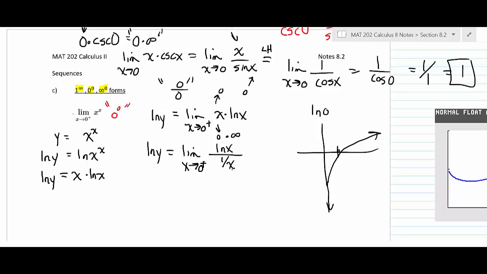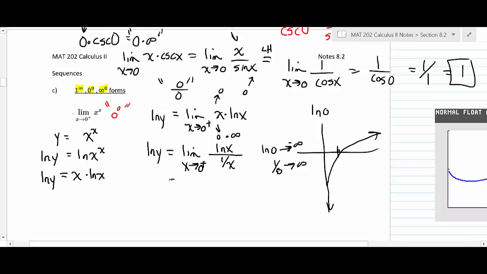Because what I really have now, if I have ln of 0, that's going to infinity, or negative infinity, really. And if you do 1 over 0, that's going to infinity. So it's an infinity over infinity form. You see what I'm talking about? ln of x has an asymptote at 0. 1 over x is going towards infinity. So now I can use L'Hopital's rule.